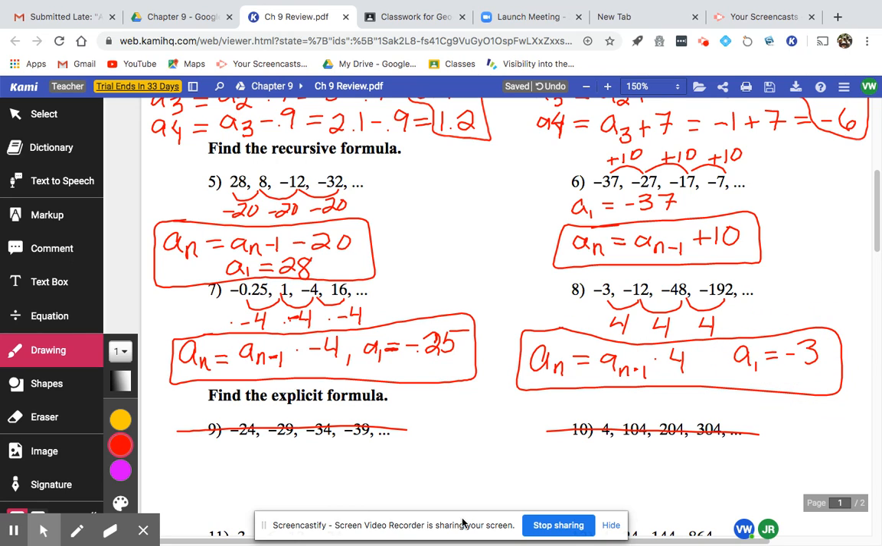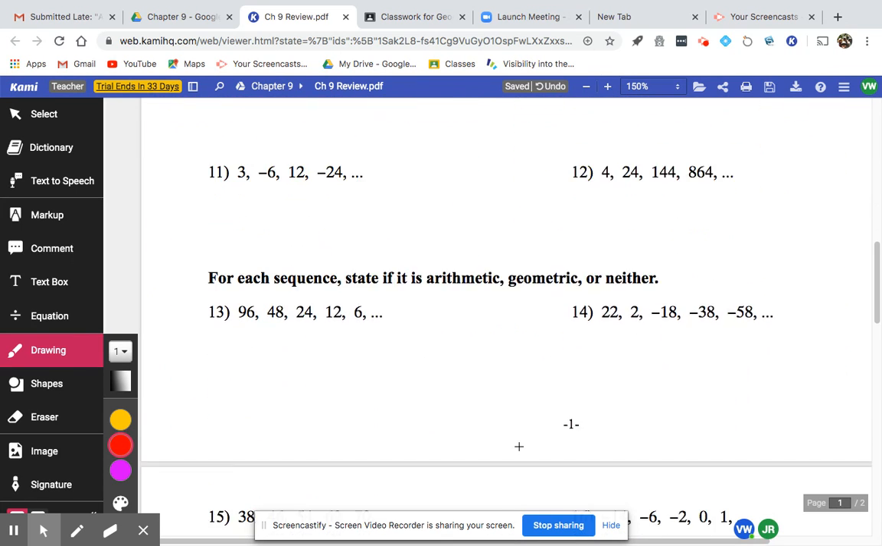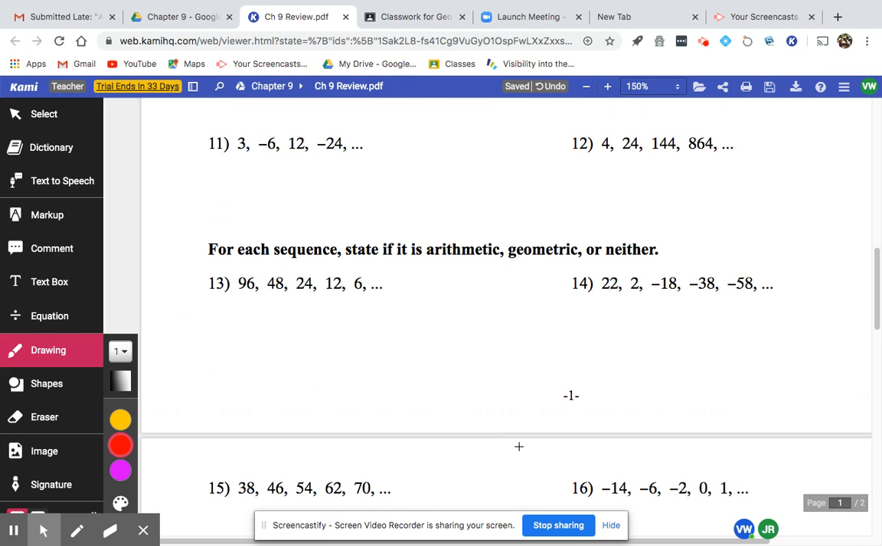Now, you may have guessed, if you notice between number 9 and number 10, I put a red slash through them. We're skipping those 2. So we are going to jump right into number 11 and number 12. And then from there, number 13, number 14, and that'll conclude the first video. So I want to find the explicit formula.